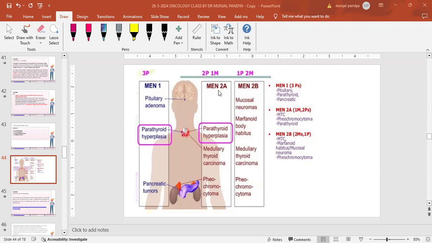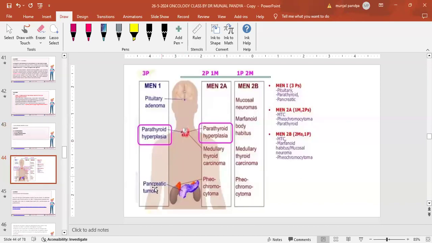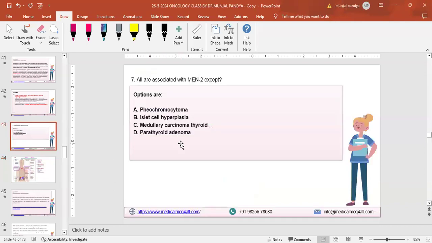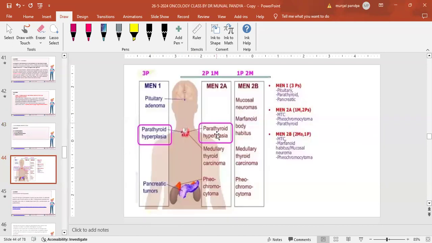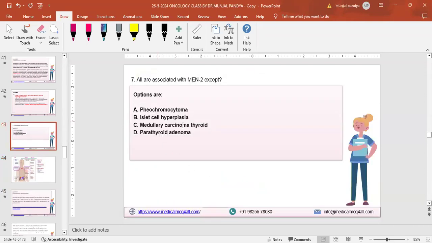What is the fine difference between MEN 2A and 2B? What is common is that medullary thyroid carcinoma is the same in both, and pheochromocytoma is in both. So thyroid and pheochromocytoma are the same. What is different? In 2B, mucosal neuroma and marfanoid habitus, right? So here, as I told you, 3P, 2P, and 1P. What is not there in MEN 2? Islet cell tumor, the pancreatic tumor, is not there. The rest of all things are there in MEN 2: pheochromocytoma, medullary carcinoma of thyroid, parathyroid adenoma. Not there is islet cell hyperplasia.